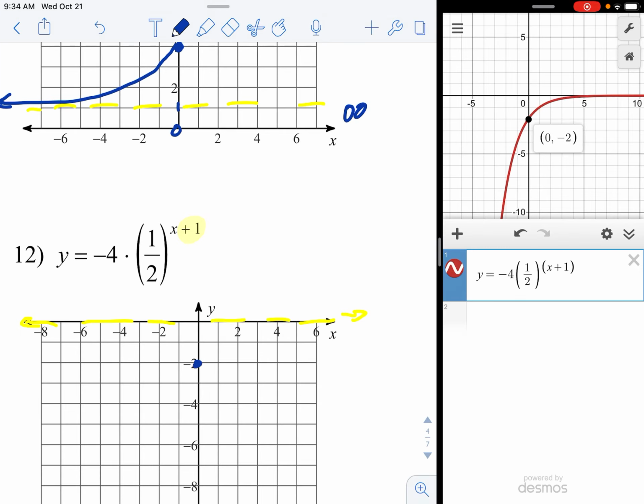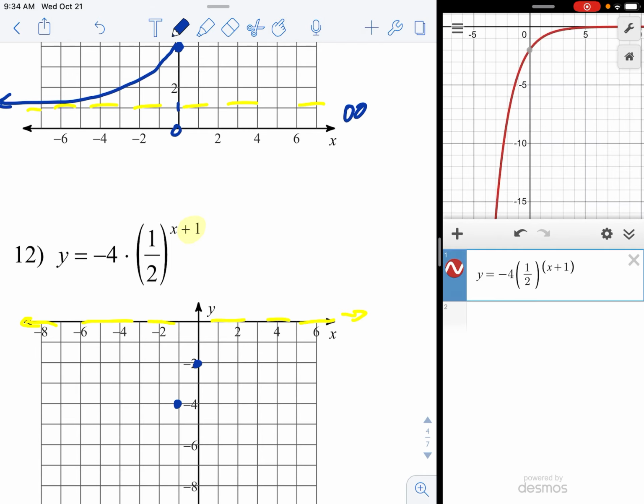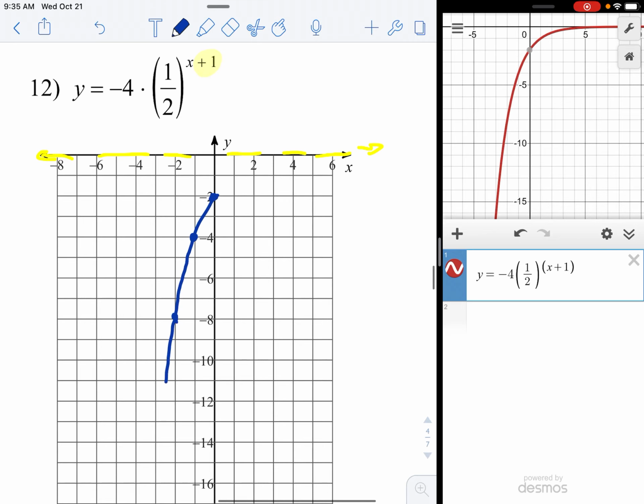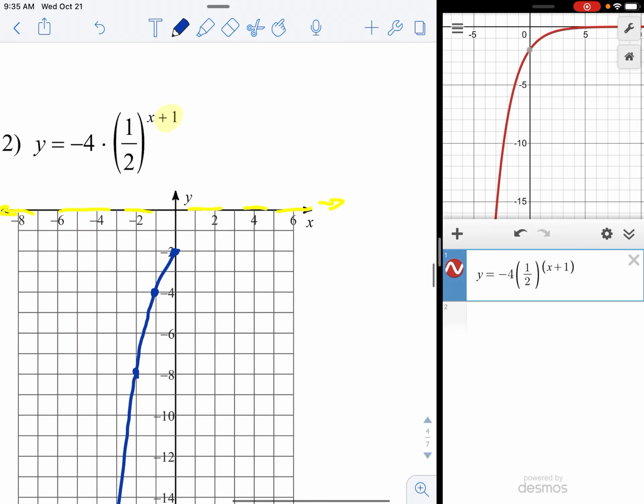-1, -4. That's a point. Probably going to be others. -2. Oh, I can't see. Oh, doggone it. My own finger was in my way. -2, -8, I want to say. Yep, -2, -8. And others. I'll just stop right there and say, and others. I'll just draw this. We get a good idea.